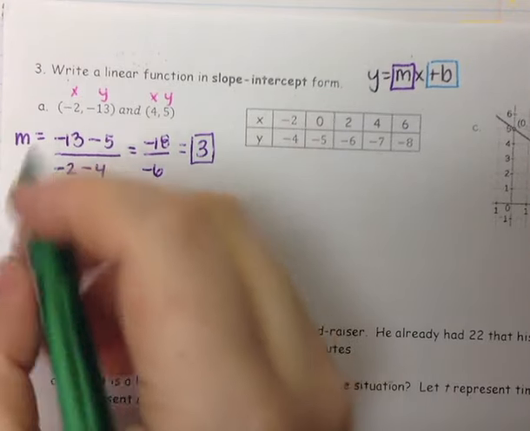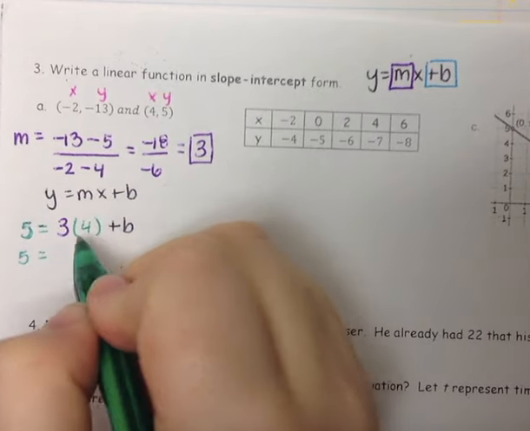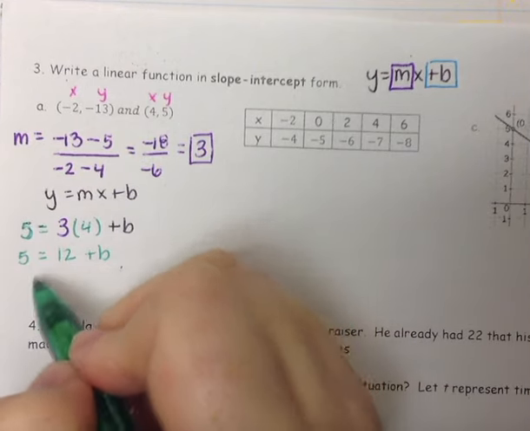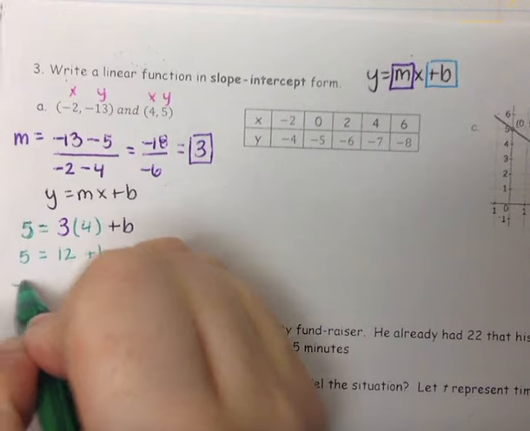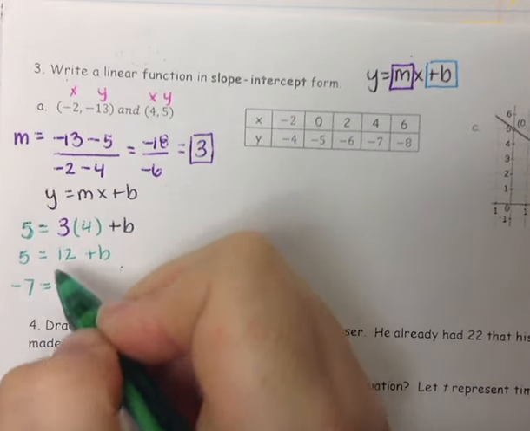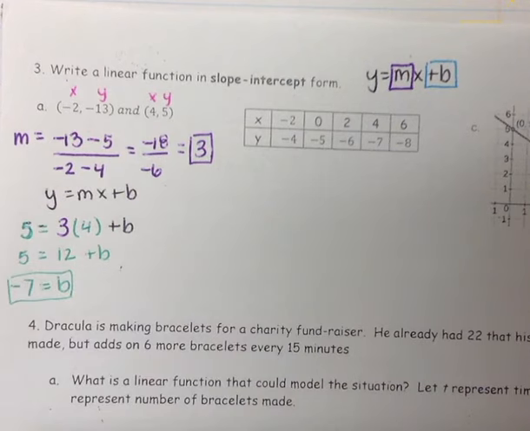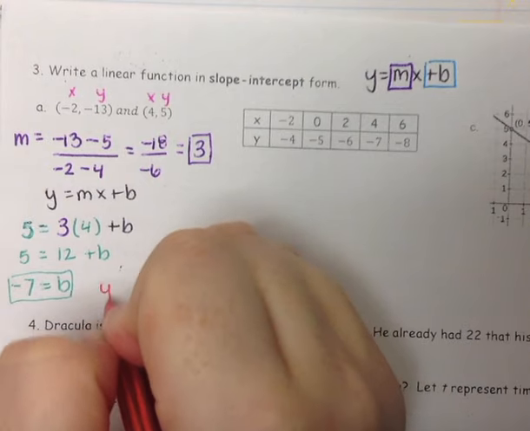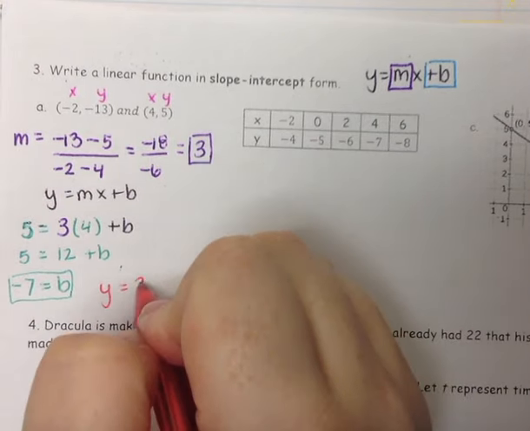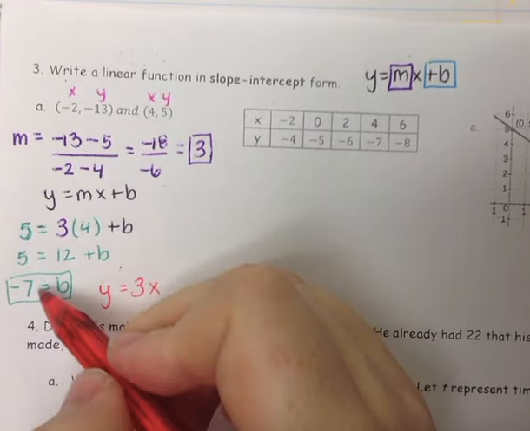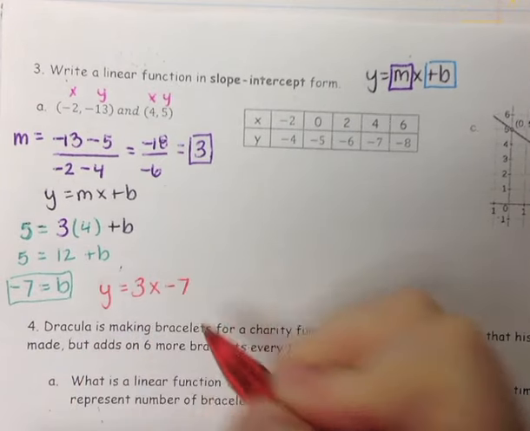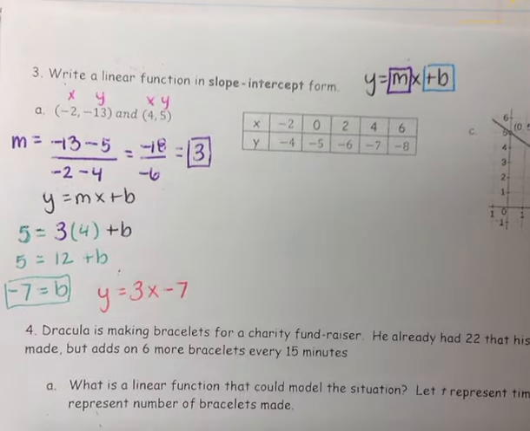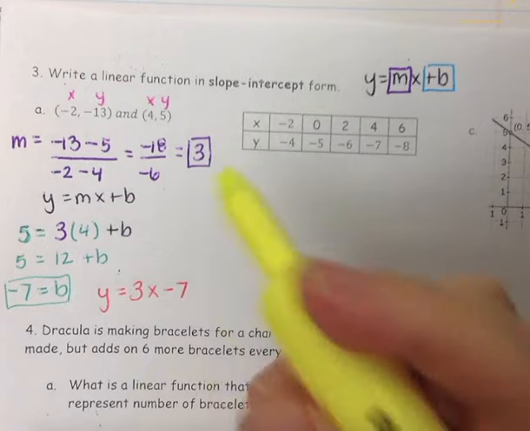So now we're going to simplify. This stays as 5 equals 3 times 4 is 12 plus b. To solve for b, we're going to subtract the 12 over, so 5 minus 12 is negative 7, will equal to our b value. Once we have our m and our b, we can write our final equation, the equation in slope-intercept form. Slope-intercept form is y equals mx plus b, and our b is negative 7, so it's really just minus 7. All we did was plug in the 3 for the m and the negative 7 for the b. This is slope-intercept form from two coordinates.